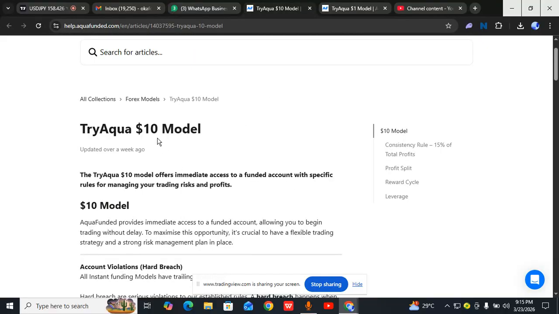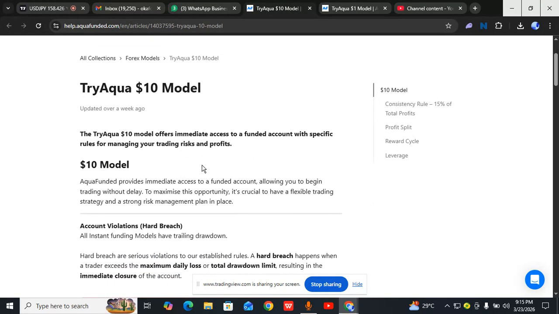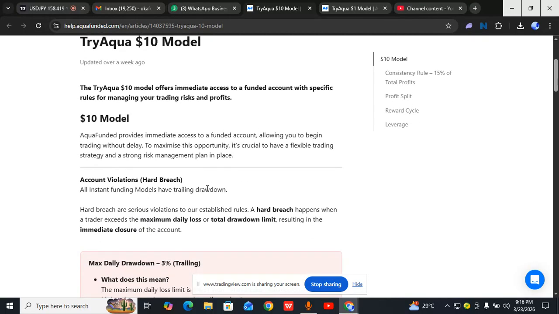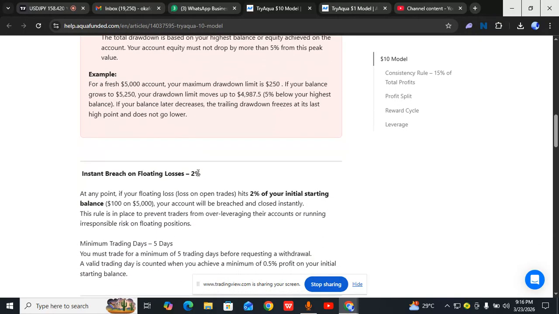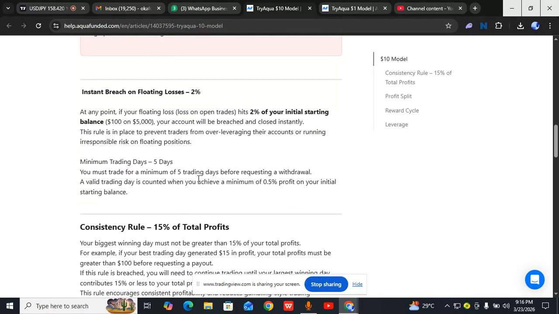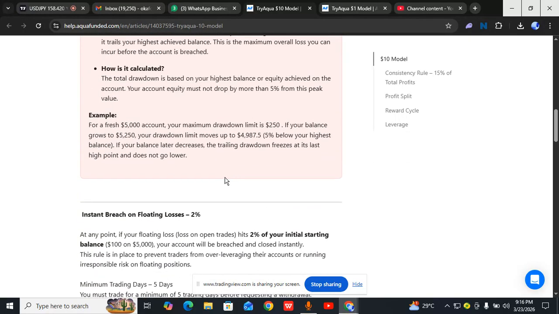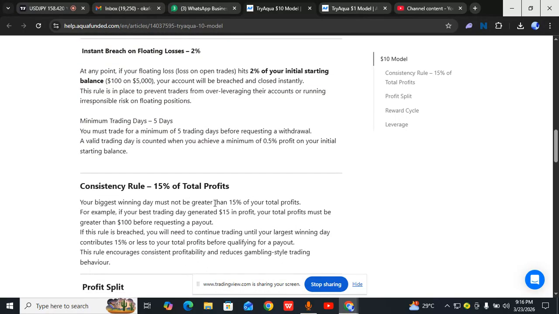Let's head over to the 5K account, which is the $10 model. I'm also going to tell you the difference between the two of them and the advantage that this one has that the other one does not have. Now, like I mentioned earlier, every other thing I mentioned in the 1K account is the same here. The only difference here is that you have more leverage on this particular account.